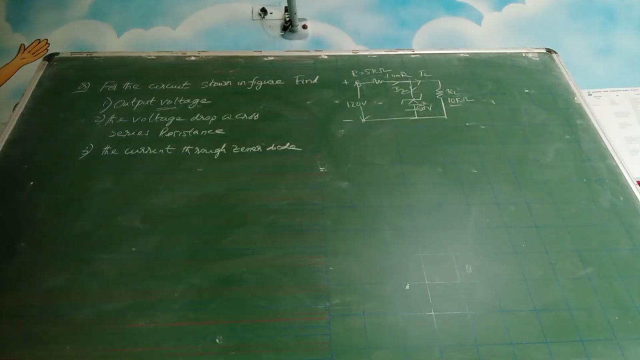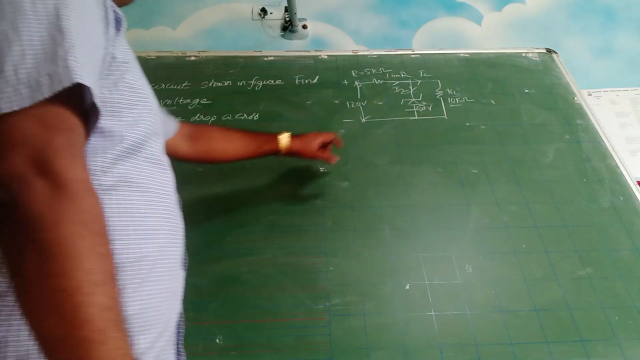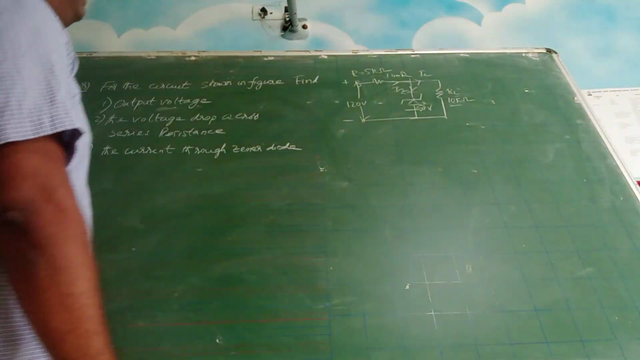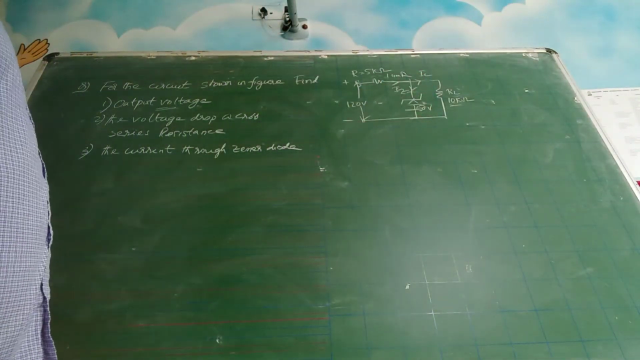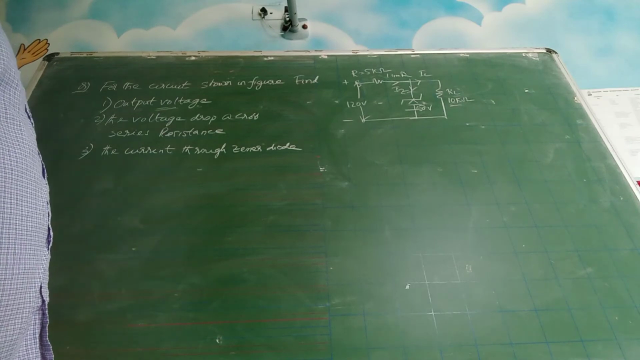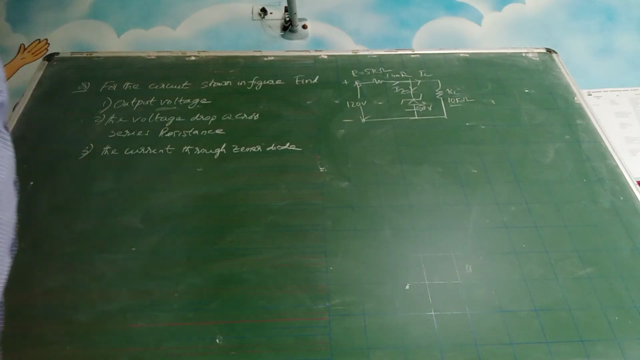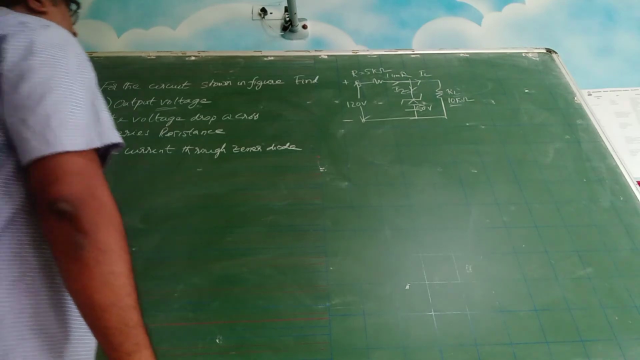See this question. For the circuit shown in the figure, find the output voltage, the voltage drop across series resistance, the current through the Zener diode. So in this circuit, there is a Zener diode. Zener diode is shown by this Z symbol. Okay, and Zener diode has to be connected in reverse bias. Okay, you can see the N is connected with the positive. So the specialty of Zener diode is it will allow current even in the reverse biasing case.